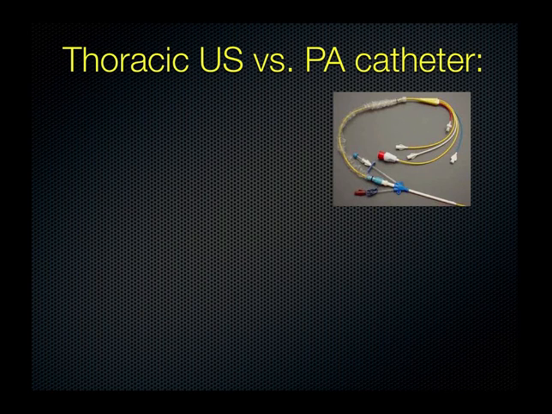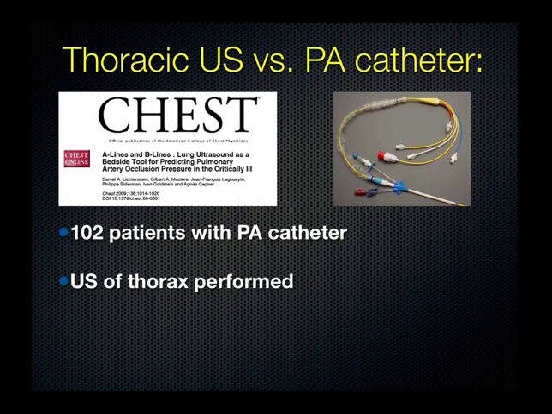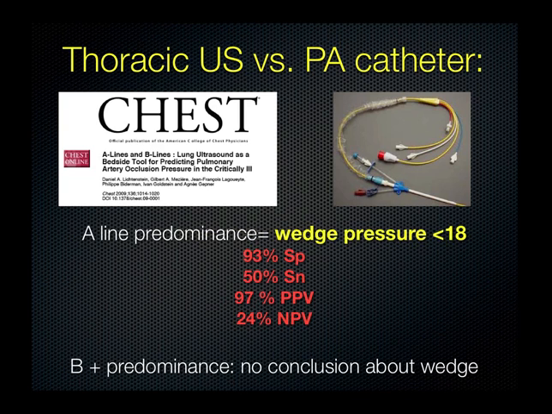Just to mention the utility of PA catheters compared to ultrasound for trying to understand the causes of respiratory failure. A Chest article recently looked at A lines and B lines to see what it could tell us about pulmonary capillary wedge pressure. There were 102 patients who had a PA catheter. All of them had an ultrasound of the thorax performed. The findings were that if there were an A line predominance, then the wedge pressure was always less than 18. B line predominance did not allow you to make a conclusion about the wedge because cardiogenic pulmonary edema and non-cardiogenic pulmonary edema can often appear similar.